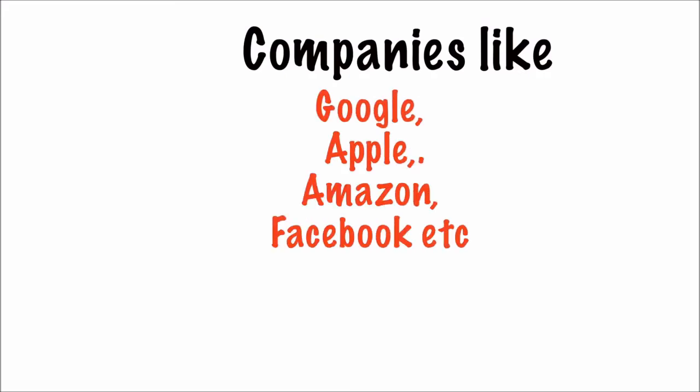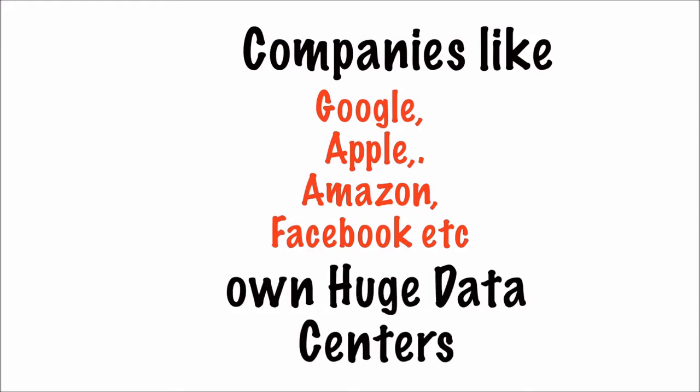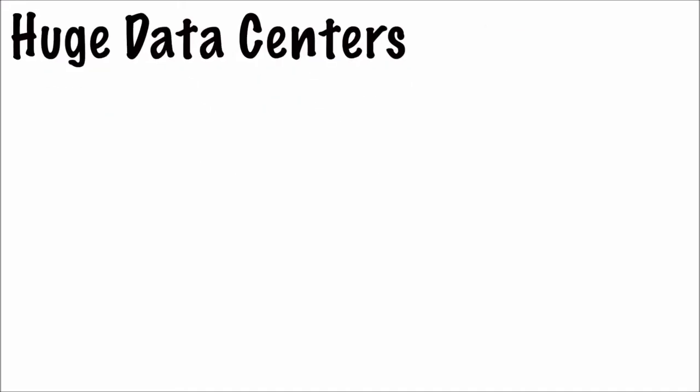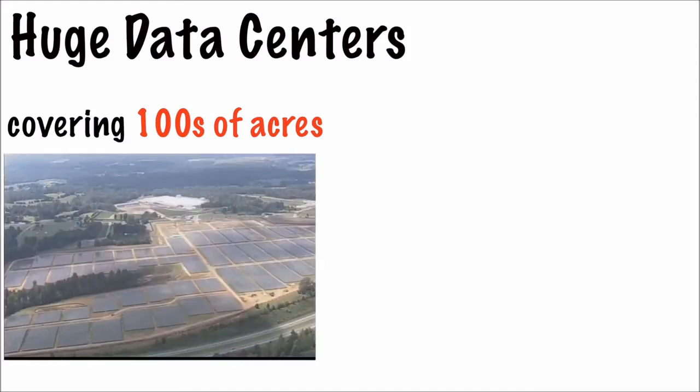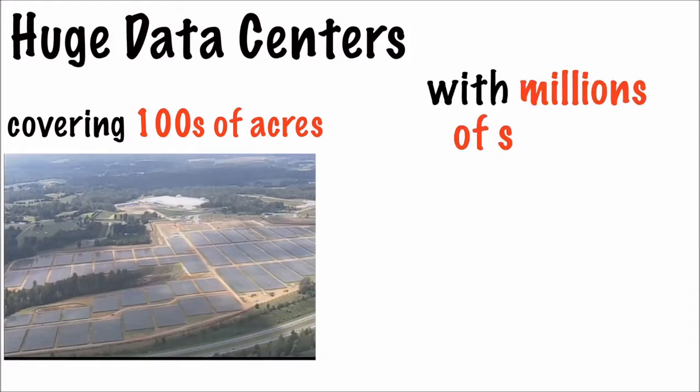Companies, like the ones we mentioned earlier, own huge data centers. And that is where this data lives. And by huge data centers, it basically means they cover hundreds of acres. This is how a data center looks. This is an aerial shot of a data center. This is where the data they collect is stored. This data center has millions of servers.